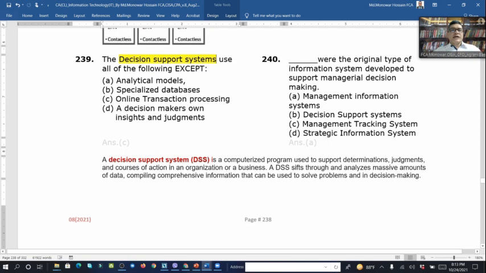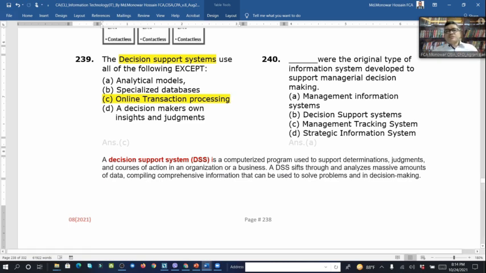So here, if we see, analytical model is used, a specialized database is used, and D, a decision maker's own insight and judgment, also it's correct. So the exception is answer C, online transaction processing. So a decision support system uses analytical models, a specific database, and a decision maker's own insight and judgment, but does not use online transaction processing.